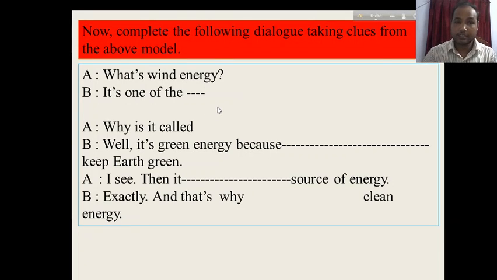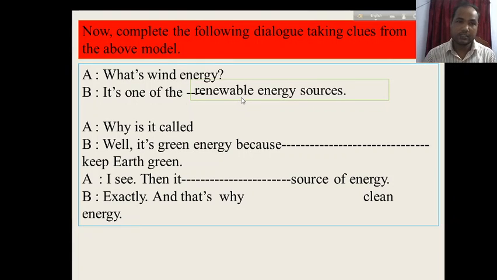What is the correct answer for the gap? Write it. Okay? Let's see. It's one of the renewable energy sources. That means wind energy is one of the renewable energy sources.